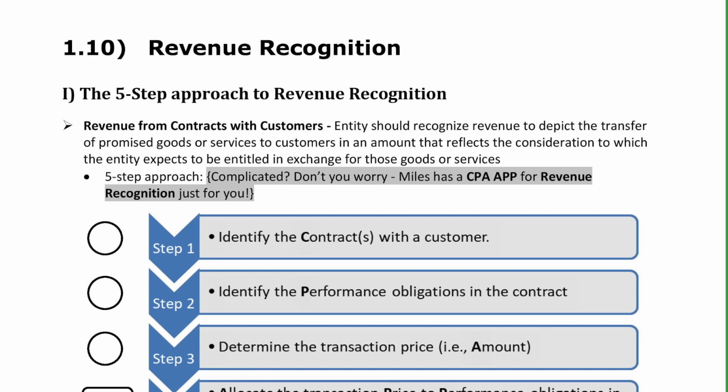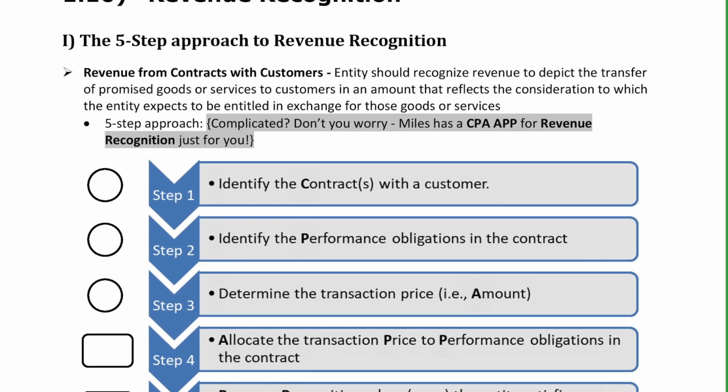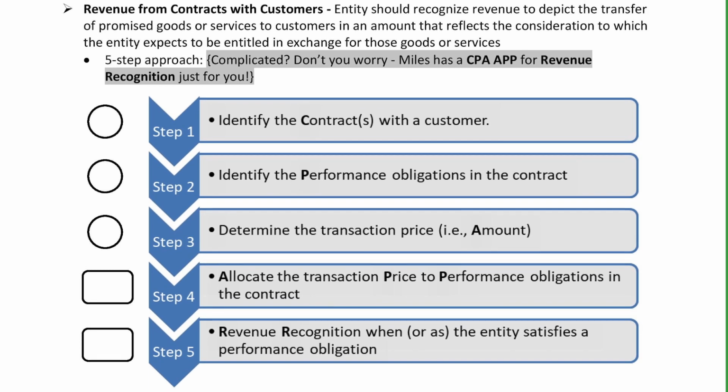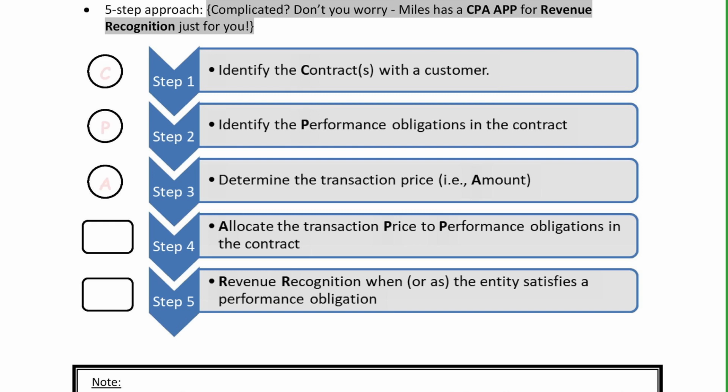And I know definitions are always complicated, so I don't want you to worry out here. Miles has a CPA app for revenue recognition just for you. So I want you to fill in the bubbles that we have there. CPA app and RR for revenue recognition. So guys, this is going to be your mnemonic for the new 5-step approach to revenue recognition. And let's look at all these 5 steps.